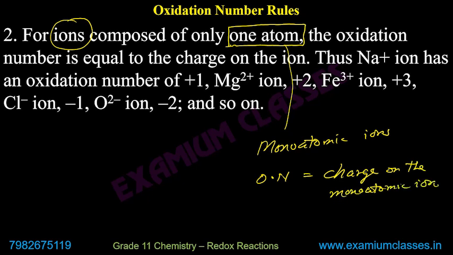The second rule is again very simple. Now you don't have elements in their standard form. Rather, elements are in ionic form. So if I say Cl minus, its oxidation state is -1. If I have O2 minus, its oxidation state is -2. If I have Al3 plus, its oxidation state is +3.